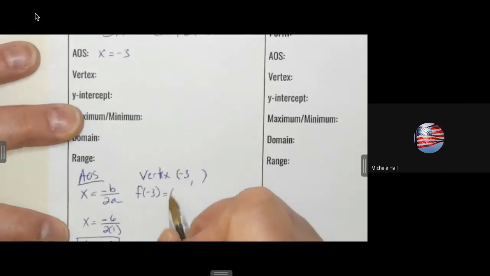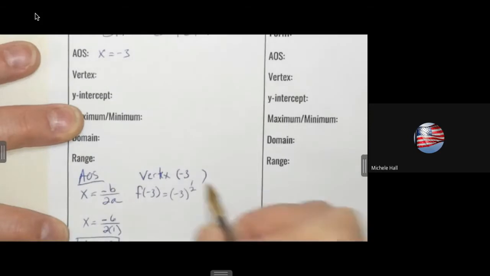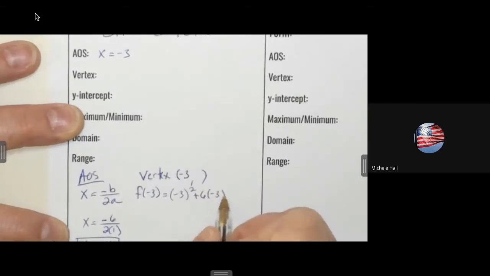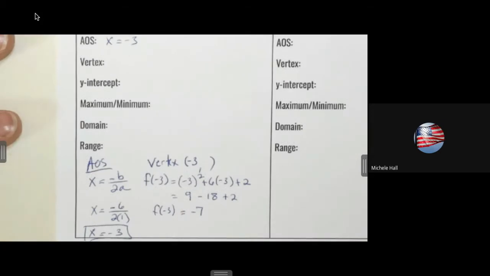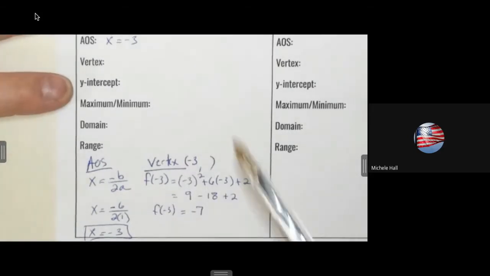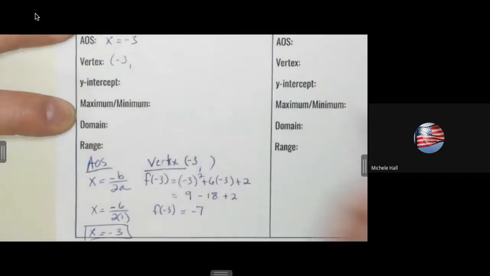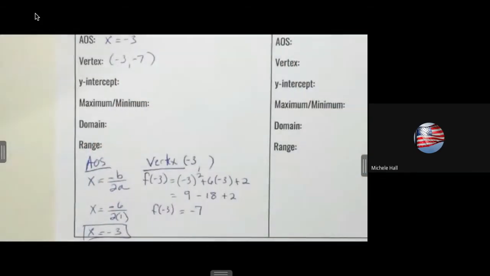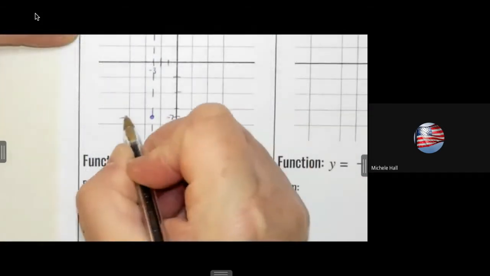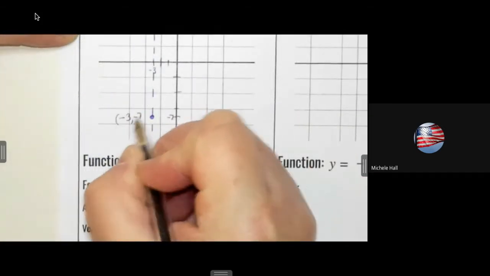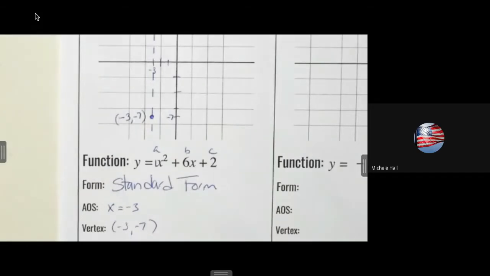So I have in parentheses negative 3 is being squared plus 6 times negative 3 plus 2. My vertex, therefore, when X is negative 3, I got negative 7. Negative 3, negative 7 is my vertex. Label my vertex, negative 3, negative 7, so I don't get any points off. I need one more point.